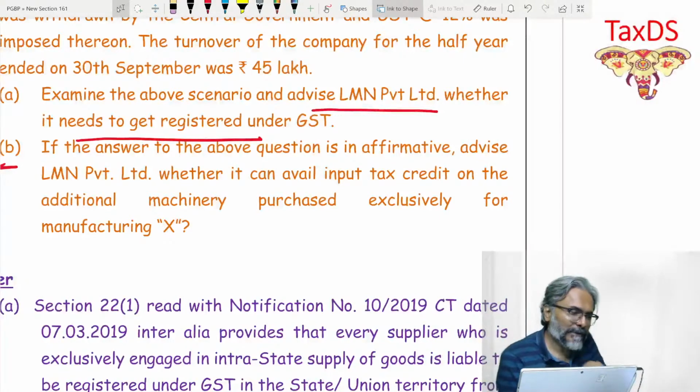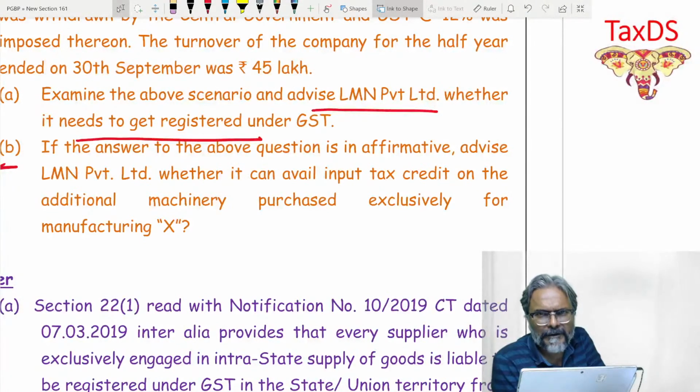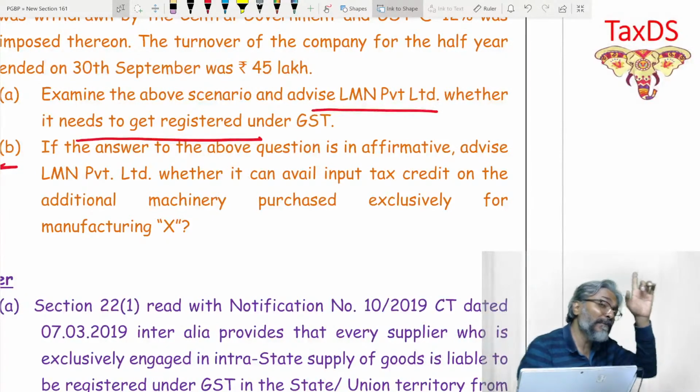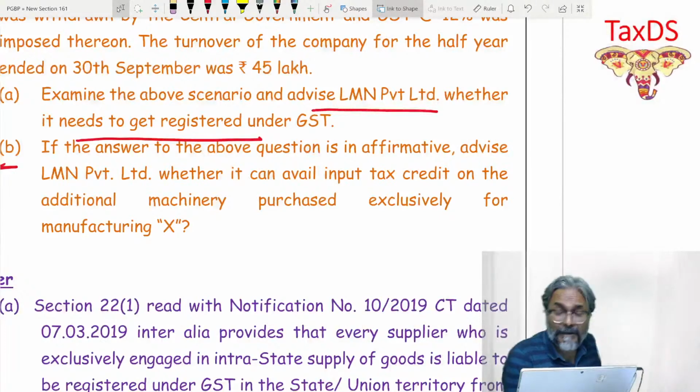Now, this point number B is an important point, but you are going to learn it in ITC. What happens in point number B if the answer to the above question is in affirmative? Affirmative means yes, he has to get himself registered. But from which date? Immediately from 1st of November itself, when the notification is withdrawn.